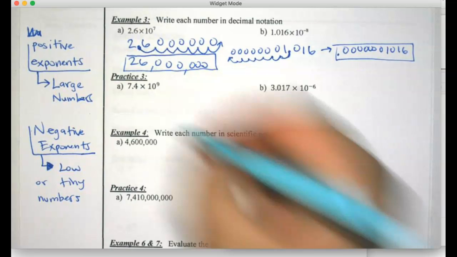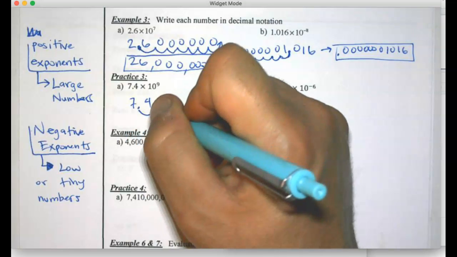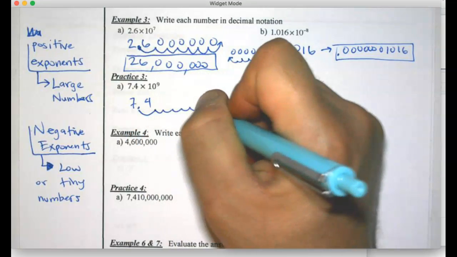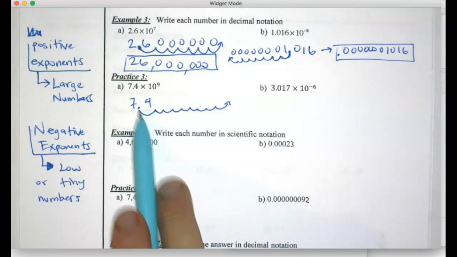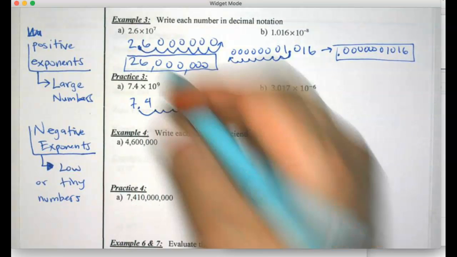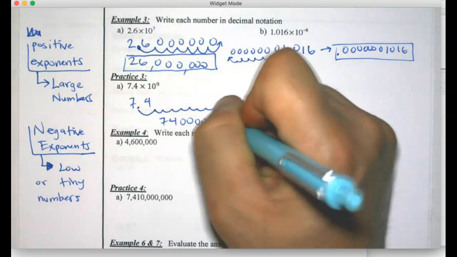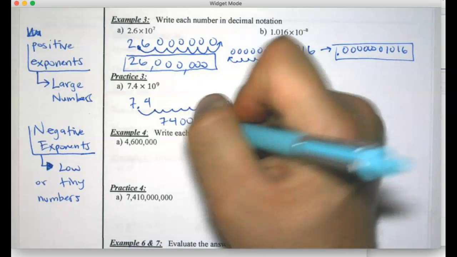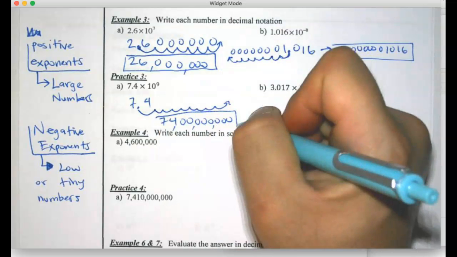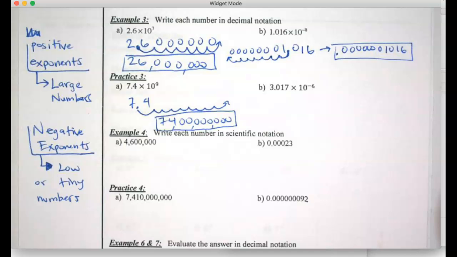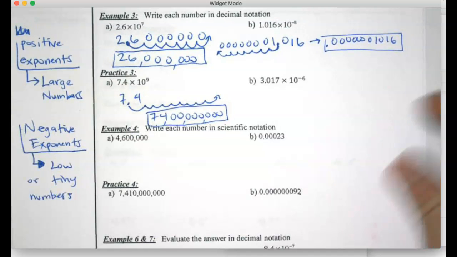So next, 7.4 times 10 to the 9th. Remember, that's a positive exponent, so I'm going to move the decimal 9 spaces. 1, 2, 3, 4, 5, 6, 7, 8, 9. I really just know that I'm going to end up adding 8 zeros, because I moved 1 space, and then all the rest of the spaces, nothing was there. So 8 more spaces of zeros. 1, 2, 3, 4, 5, 6, 7, 8. And what is that number? 7,400,000,000.